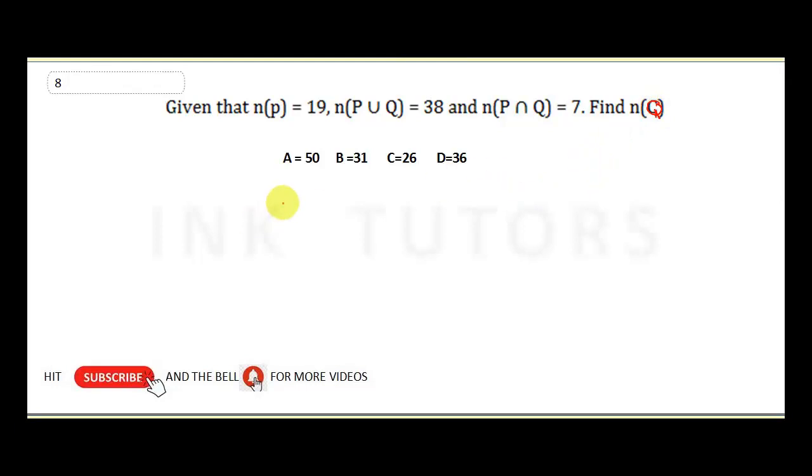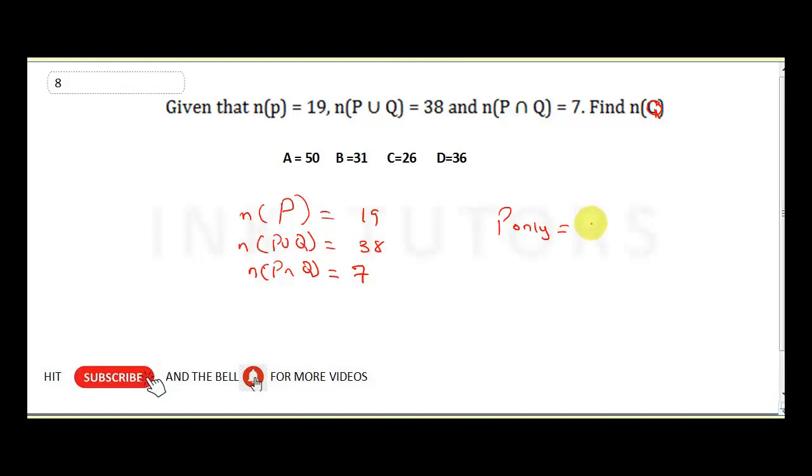So the first thing you need to know here is n(P), the number of elements in P, which is 19. Your n(P union Q) is 38, while the next thing you need to know is n(P intersection Q), which is 7. So to get P only, you need to find P only first. Remember, P only is going to be 19 minus the P intersection Q, minus 7, which is going to give us 12. Okay, so how do we get our total when we sum up the whole total?